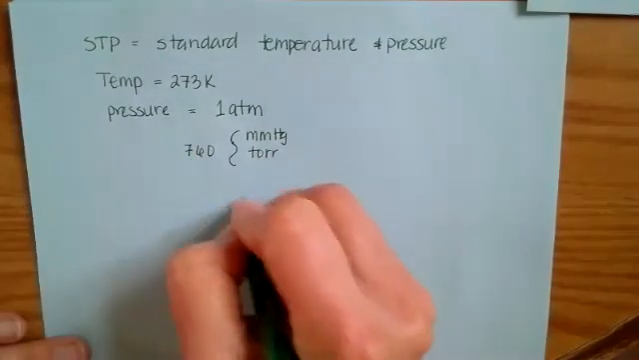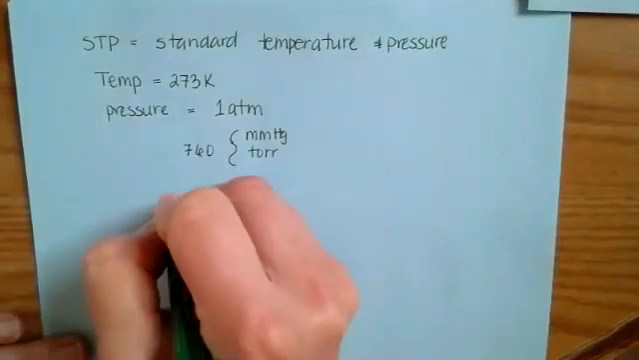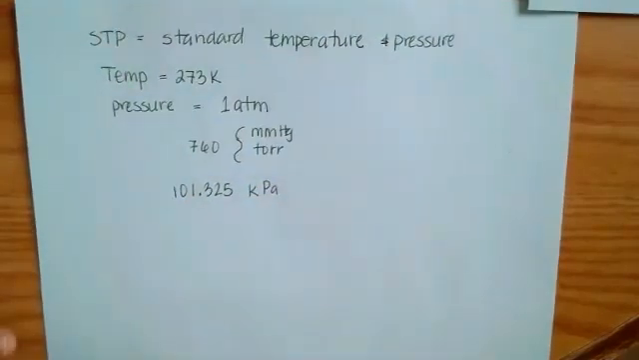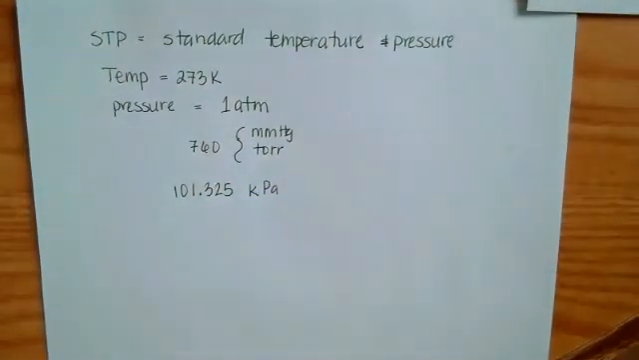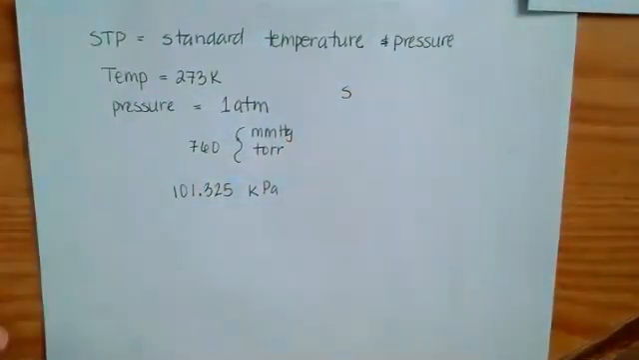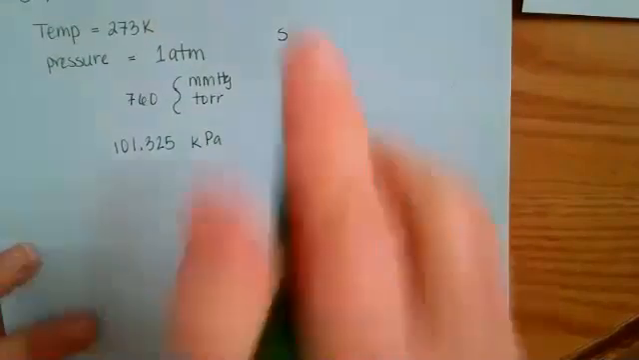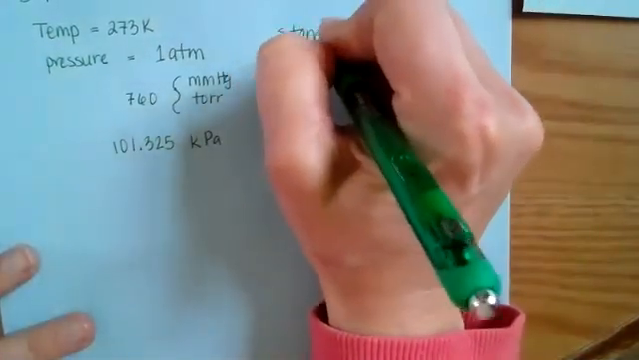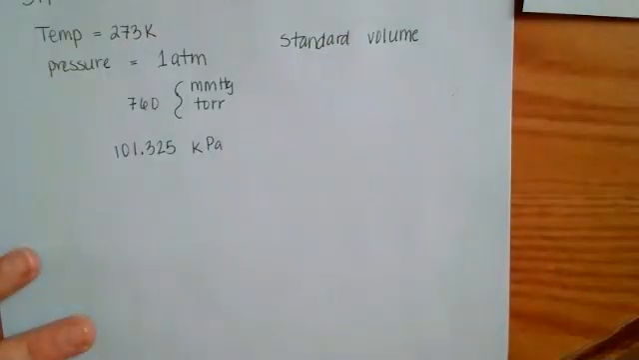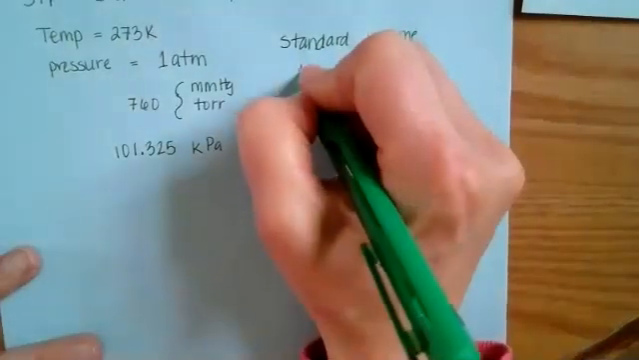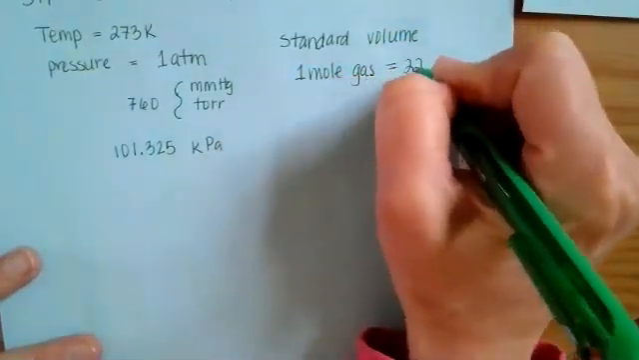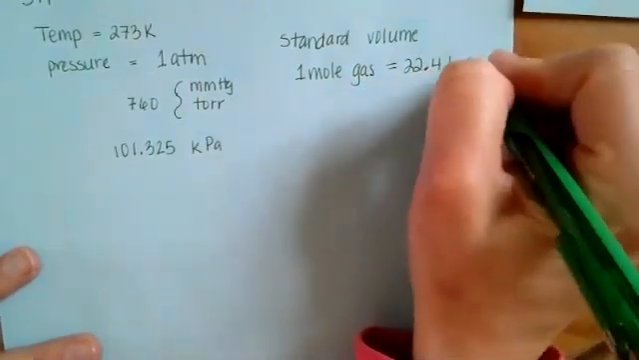Standard condition for kilopascal is 101.325. And then you can move it over 3 decimal values if you wanted standard conditions for Pascal. What they don't include in the STP, but there are standard conditions for volume, because that's another variable, is 1 mole of gas is equal to 22.4 liters of gas.